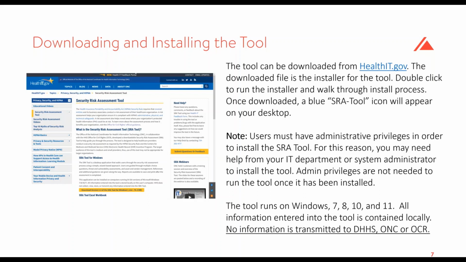The SRA tool desktop application can only be installed on Windows computers. So this means any modern computer running Windows 7, 8, 10, or 11 should work. And for users without access to Windows or who are otherwise unable to install the tool, we have an SRA Tool Excel Workbook that may be a good alternative. We'll talk about that a little later in the presentation. And this is also available to download on healthit.gov.